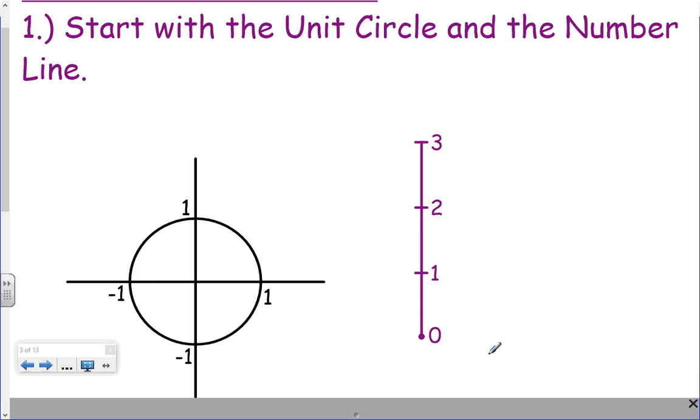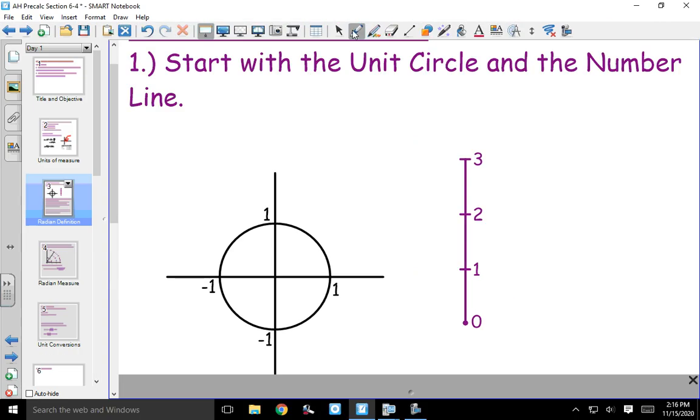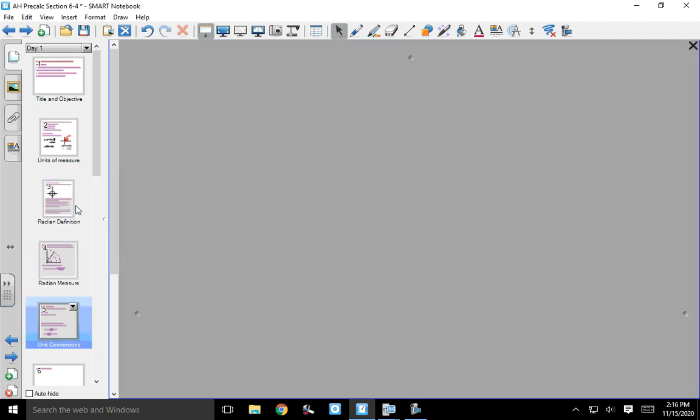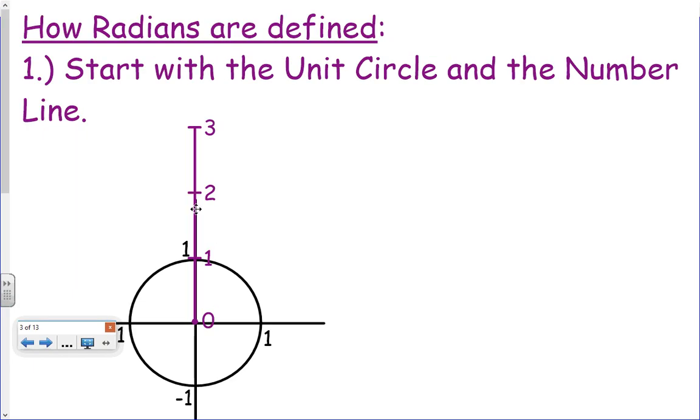Make sure that, in fact, the distance from the origin to 1 there on your circle is the same as 1 unit over there on your number line. If that's not the case, then it's going to be tough to show this, but I can actually take this and drag this over here, and I should find that my starting point for my number line and my 1 on my number line line up with that point on my unit circle there. So that looks good.